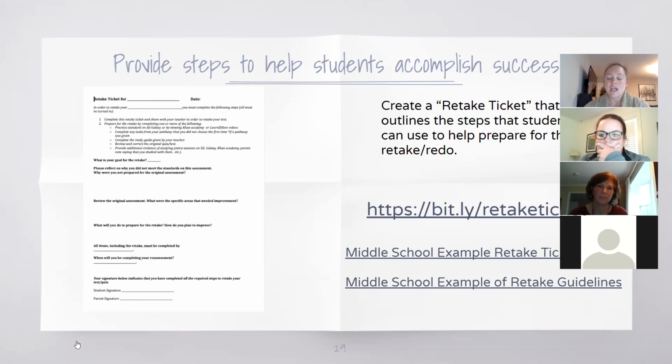And it also helps with some of that accountability too. There has to be relearning. And once the relearning has happened, then we can retake and reassess and see that growth over time. Those retake tickets are one of the things that some of our teachers use, and we have some different examples there, including an elementary one that Stephanie's used.